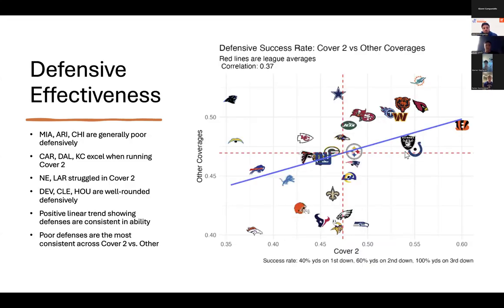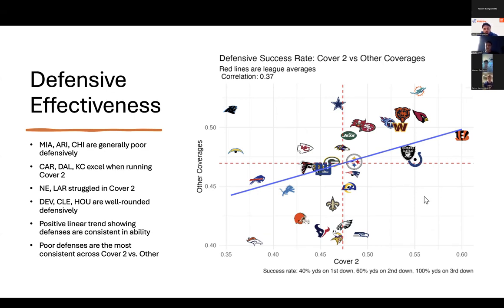And in terms of effectiveness now, there's a little bit more here. It kind of shows that up here in this top right corner, you have defenses who are just generally poor defenses. They're bad with cover two and other coverage types. And it's kind of interesting if you look in the bottom right sector, there's not teams who are really good at other coverages, but who struggle with cover two.